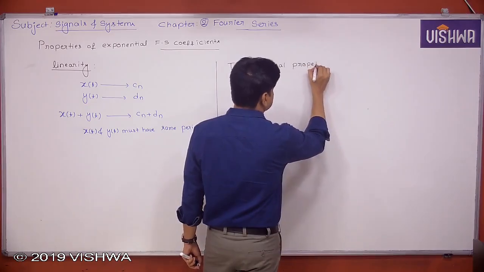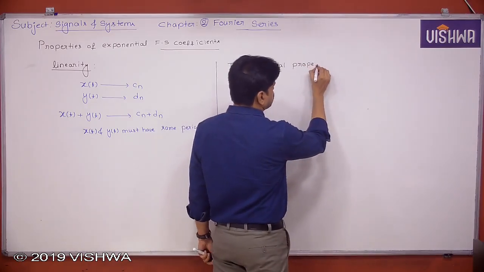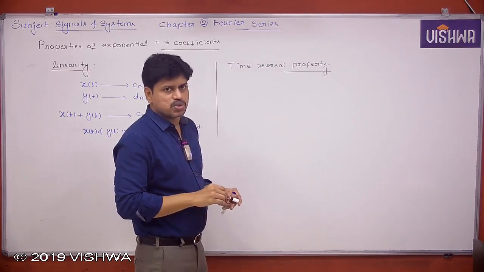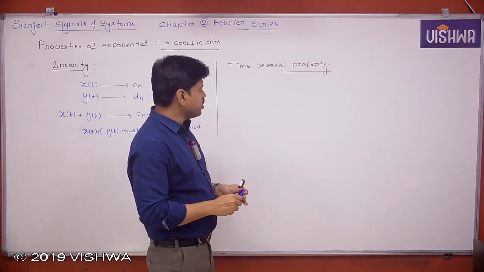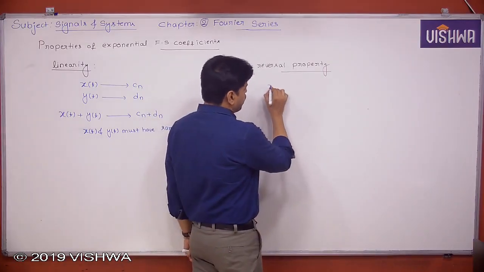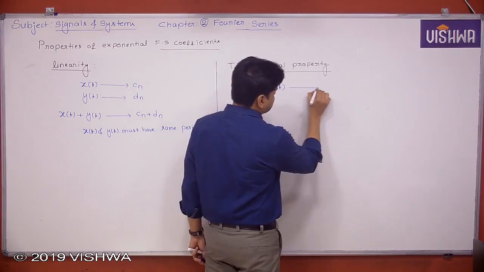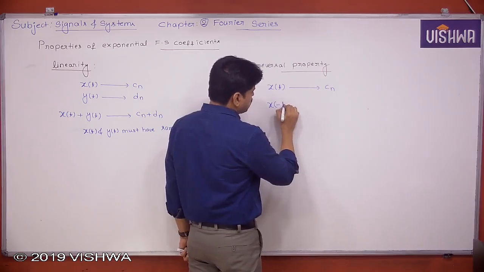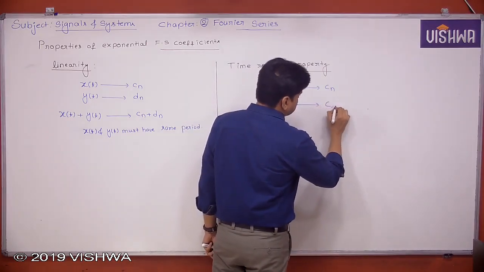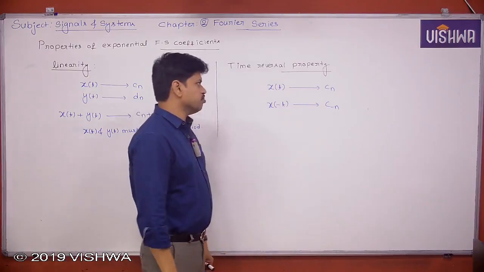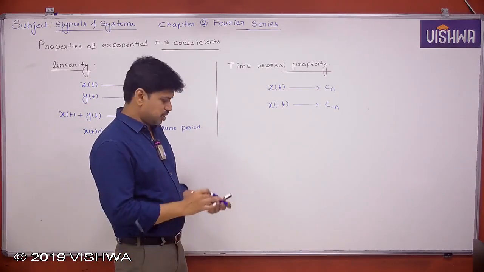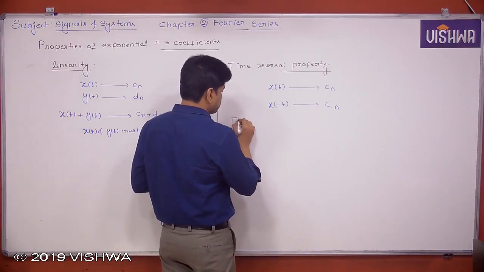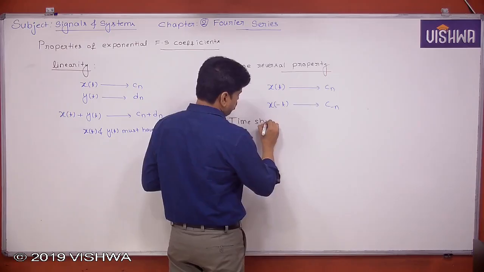There is not much to explain here, so you can take it as running notes. The time reversal property says that if x of t has Fourier series coefficient Cn, then the Fourier series coefficient of x of minus t is C minus n. This is the property. Next, time shifting property, which is very, very important.